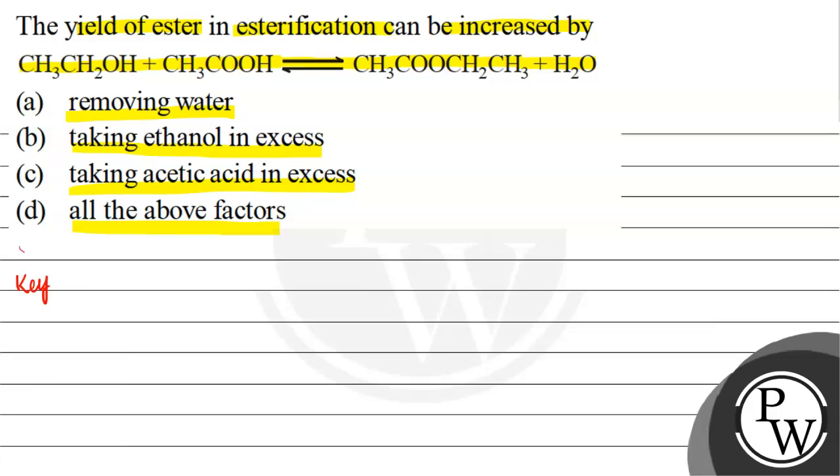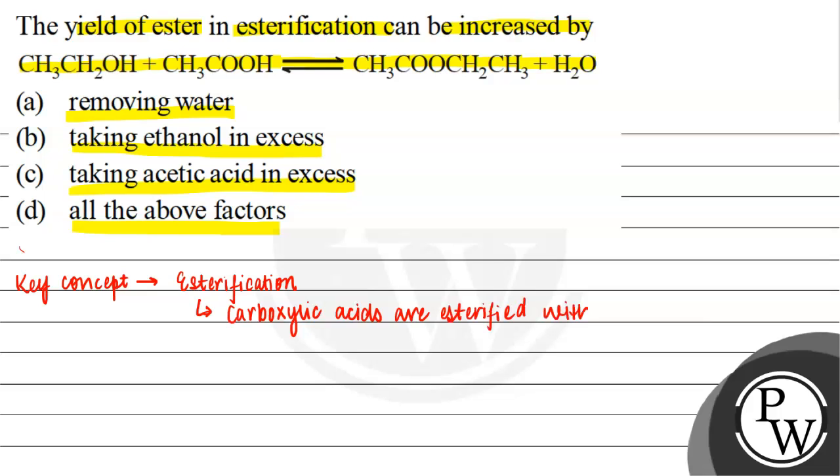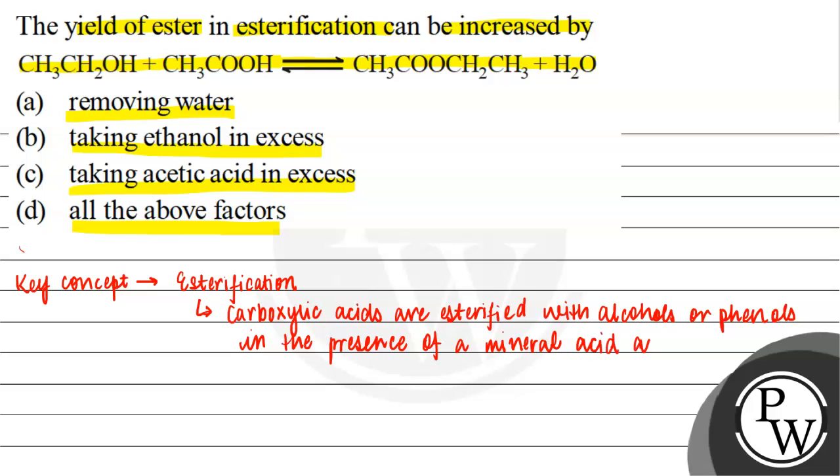Now let us write the key concept of the question. Key concept of the question will be esterification. अगर हम esterification की बात करें, so esterification is when carboxylic acids are esterified with alcohols या फिर phenols, one of these, in the presence of a mineral acid such as concentrated H2SO4 or concentrated HCl gas as catalyst. अब mineral acid क्या, मैंने आपको एग्जांपल बता दिए, concentrated H2SO4 और HCl gas, catalyst.